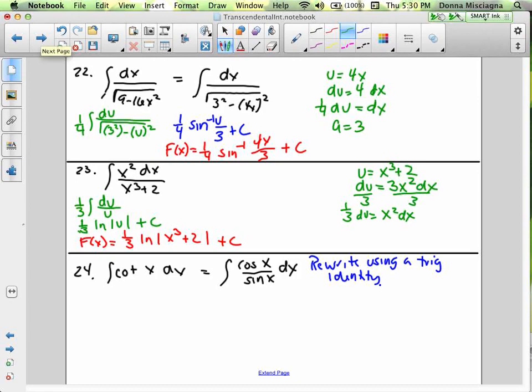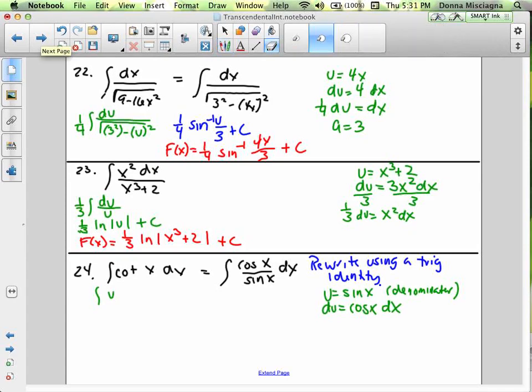You couldn't do anything with cotangent x. U is equal to, it's got to be the denominator. Because otherwise, there's no way you can get anybody in the denominator unless it's u. So u equals sine x. That makes du equal to cosine x dx. Everybody is represented. All right, so we have the integral of du over u.